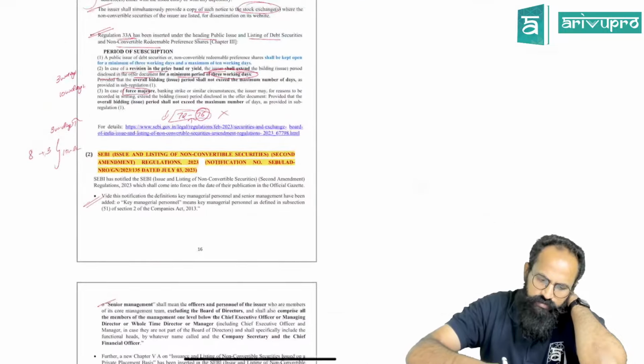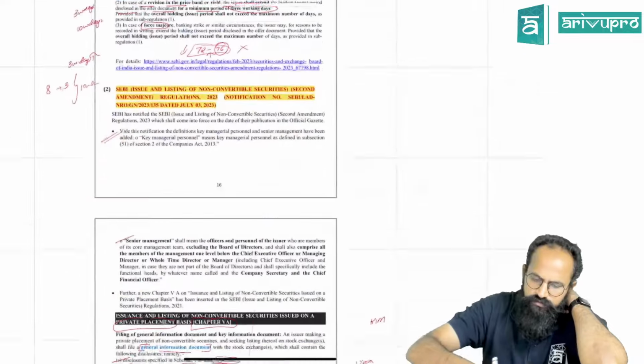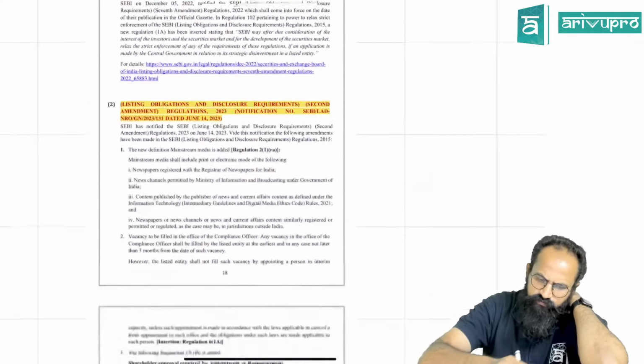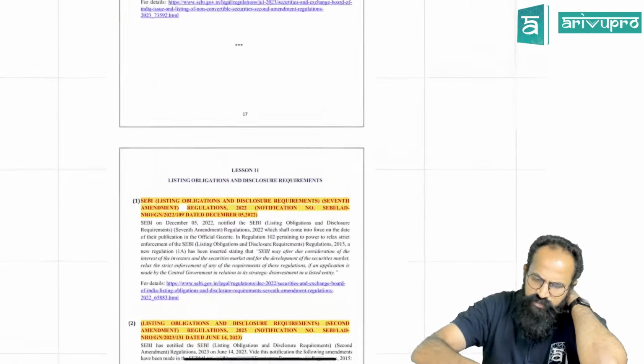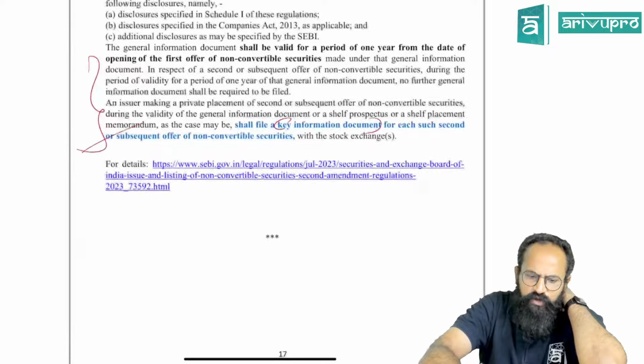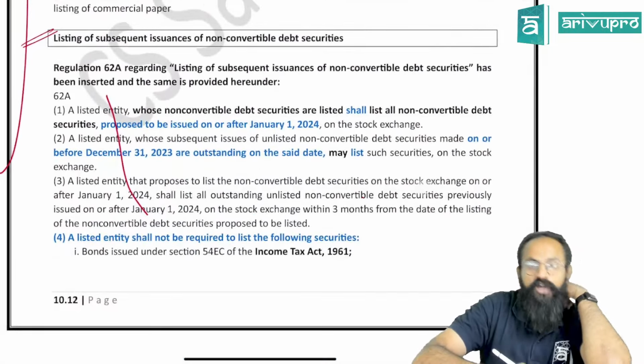Where did that go? Okay, I think in this sheet it's missed. I'll add this when I'm uploading this for you to download. I'll do this from this sheet only, but this is also added.